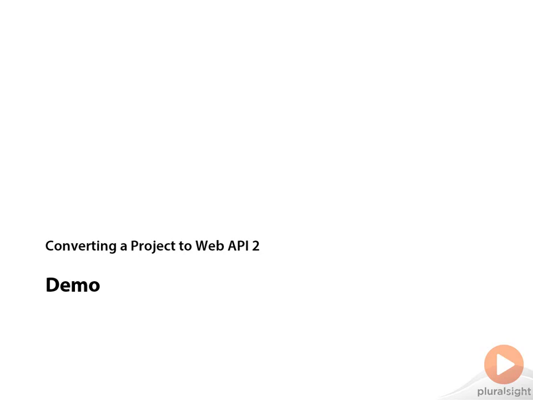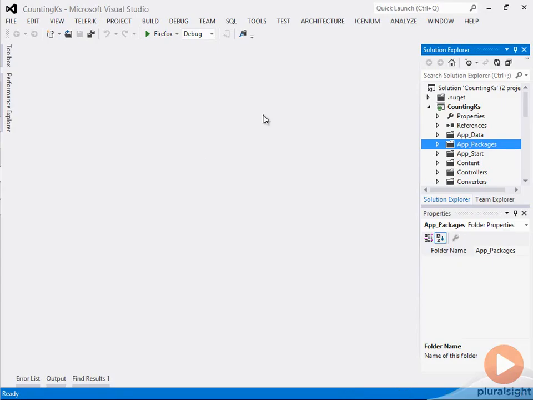So let's show you how to convert an existing project to Web API 2. If you want to start a new Web API 2 project, you can certainly do that. You can use both Visual Studio 2012 and 2013 to do that. If you're using Visual Studio 2013, you'll simply be able to say File, New Project, and when you create an MVC project, it will be MVC 5 and Web API 2 by default.